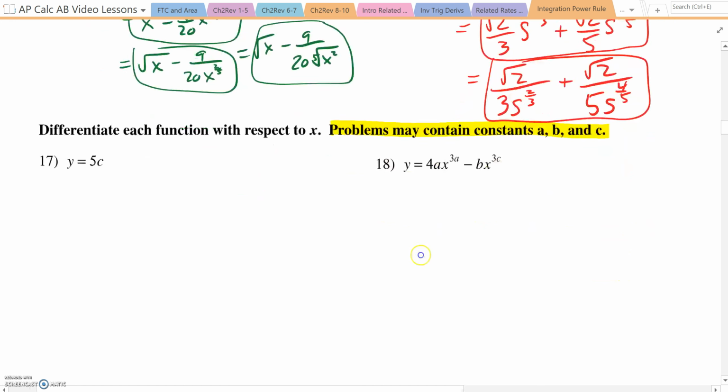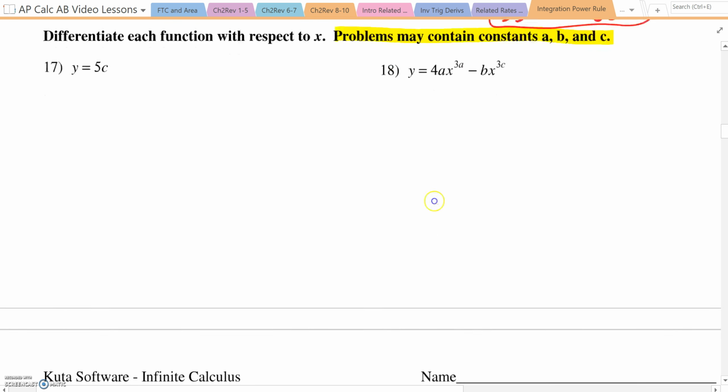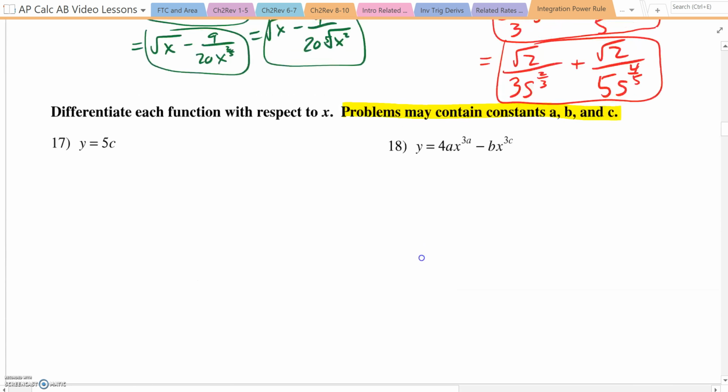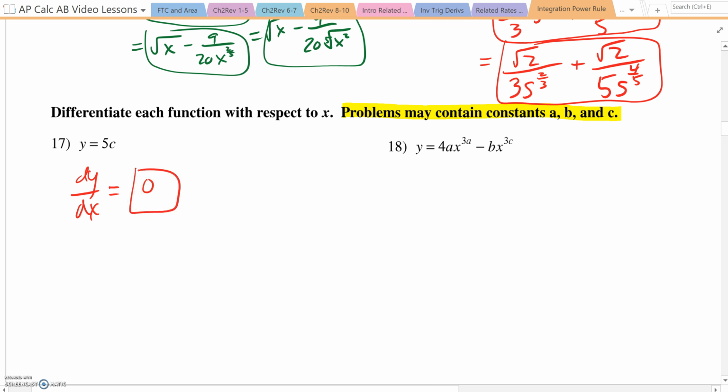All right, this next two, I think this is it, right? So yeah, last two, differentiate each function with respect to x. Problems may contain constants a, b, and c. All right, so 5 times c is a constant itself. So dy dx is basically saying the derivative of a constant. So of course that would be 0.